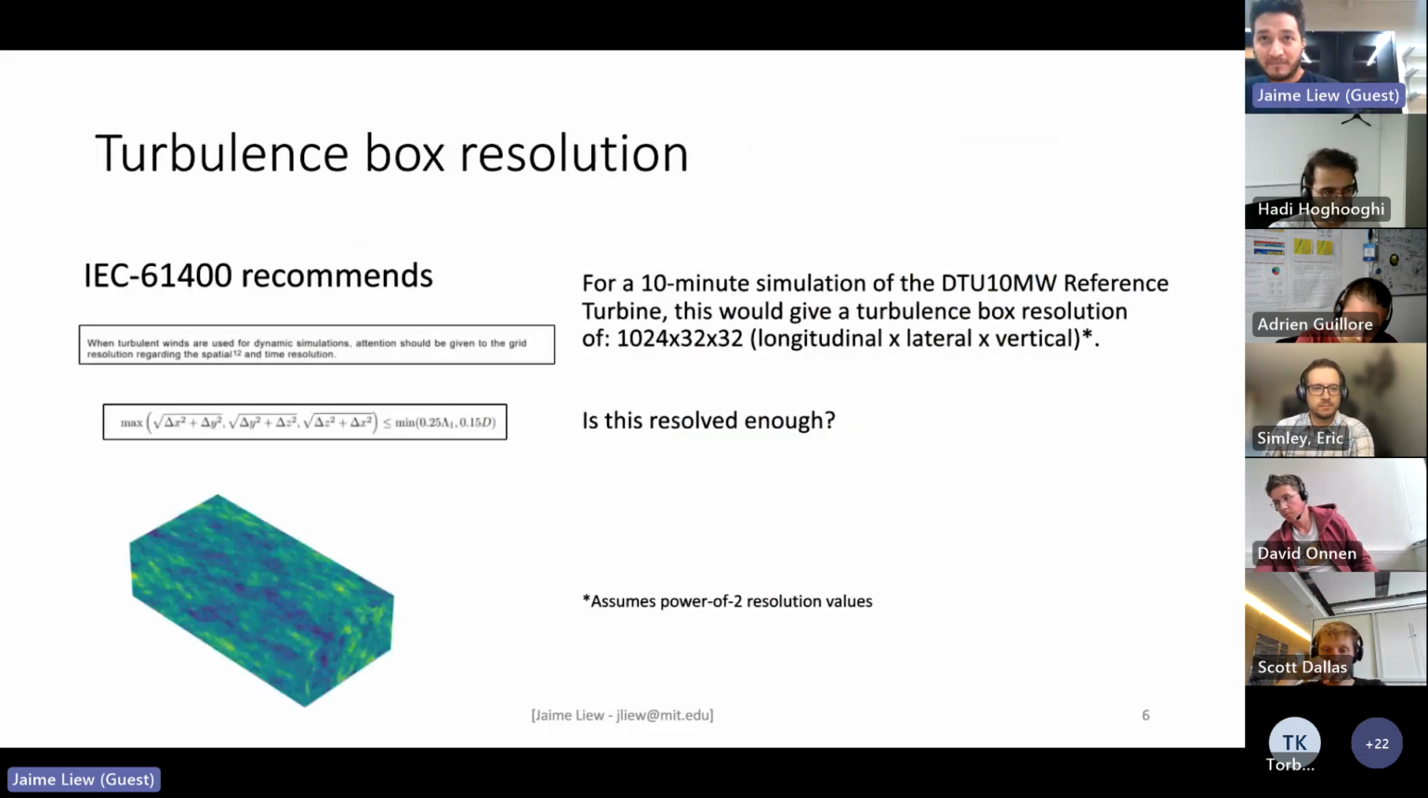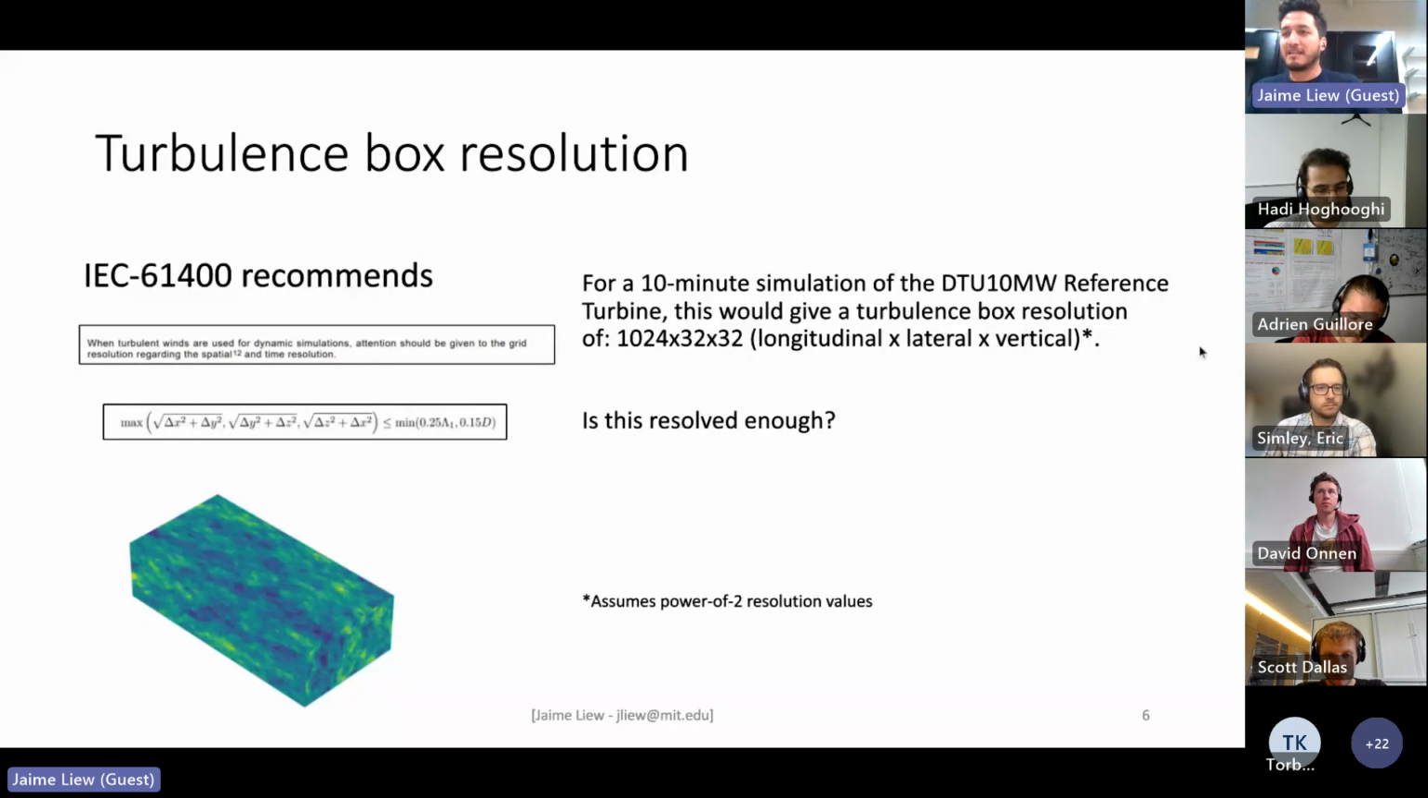The other aspect is the resolution of the turbulence box. We normally use pre-generated turbulence boxes in aeroelastic simulations to simulate a turbulent wind field. And there aren't many recommendations regarding what resolution there should be in the IEC standards. There is pretty much one sentence saying that attention should be given, and then a footnote describes in words an equation, which gives a guideline of the minimum resolution you should have for your turbulence box if it was in a Cartesian grid.